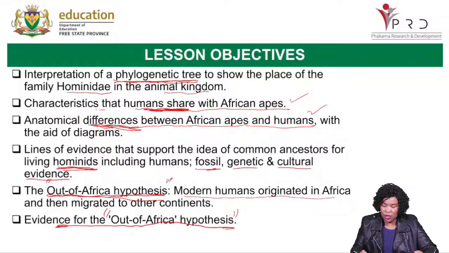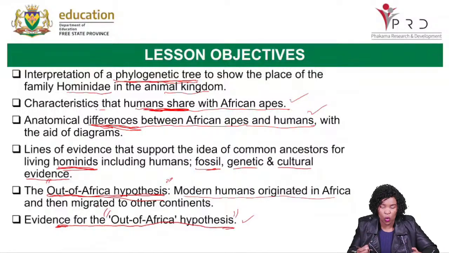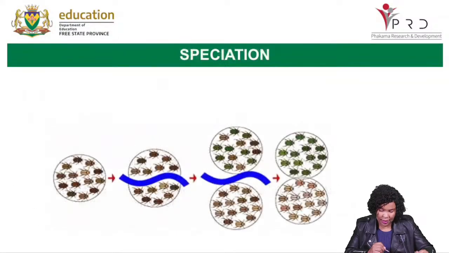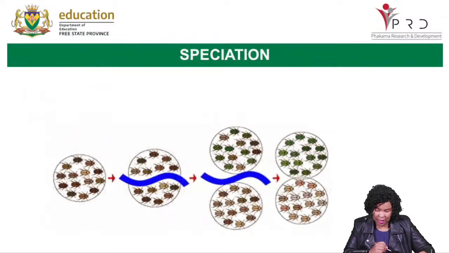Right, so these are all the objectives that you need to achieve at the end of this lesson. And when we get to the out of Africa hypothesis, we shall have completed the topic of human evolution, or of evolution as a whole. Remember, we separated it into 3 parts. Right, so we start with speciation.